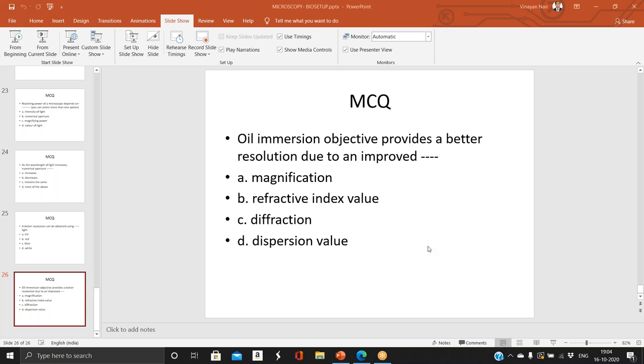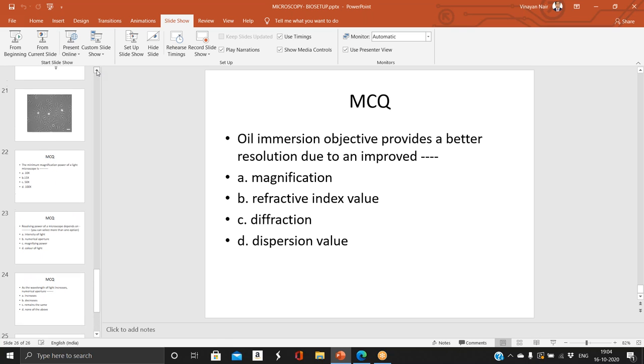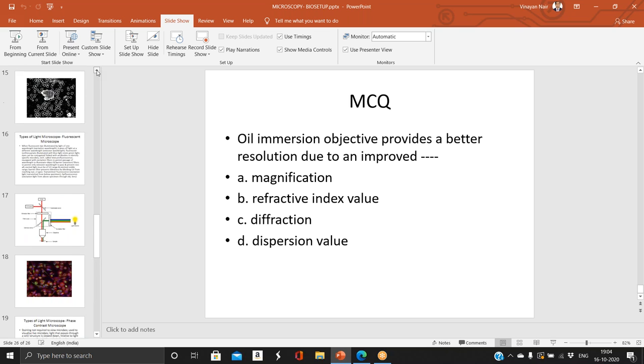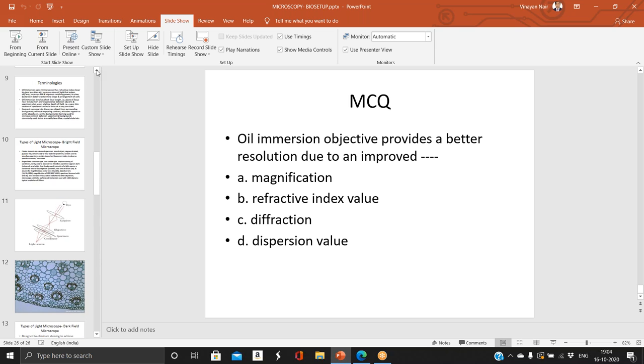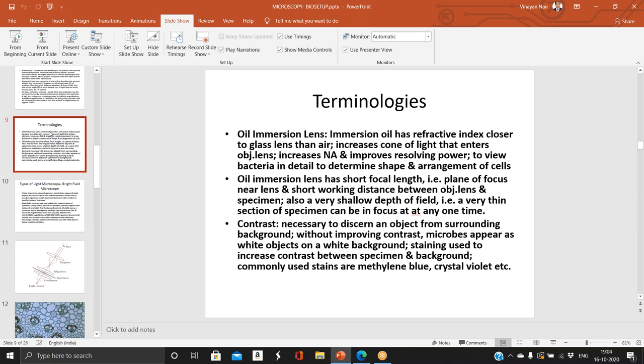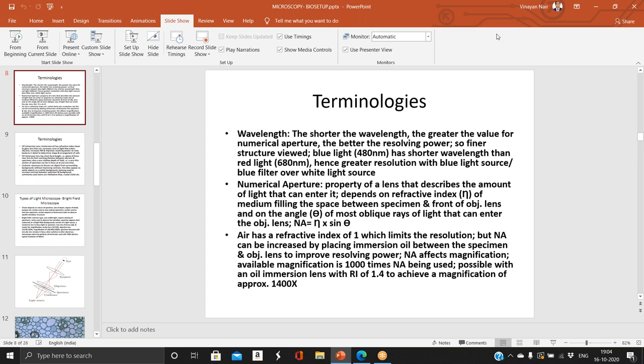I'm sorry. So what is the question here? Oil immersion objective provides a better resolution due to an improved dash. So there is some factor, or a better value for a factor, which will provide a better resolution for oil immersion objective. We will go to the answer. We will go to oil immersion, the last topic. Okay, see, you can see here.